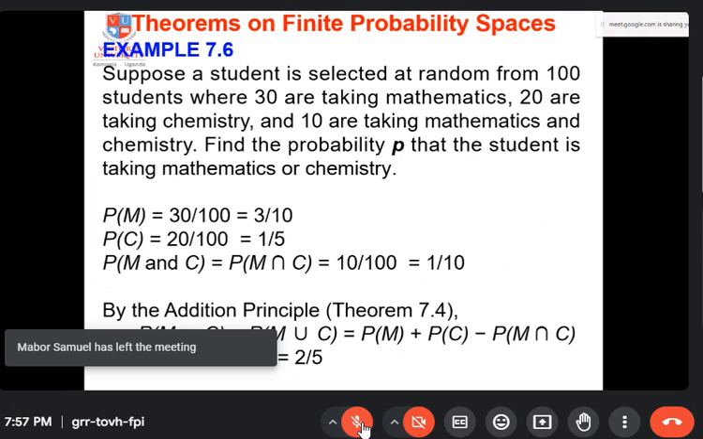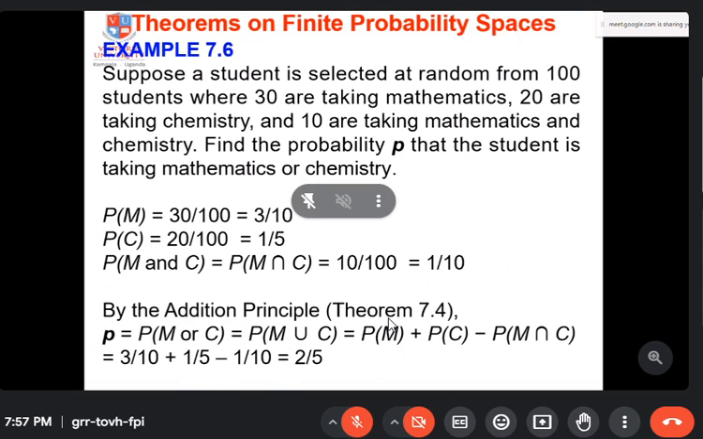So there we see the probability of math is 30 over 100, which is 3 over 10. The probability of chemistry is 20 over 100, which is 1 over 5. The probability of math and chemistry is the probability of math intersection chemistry, 10 over 100, which is 1 over 10.